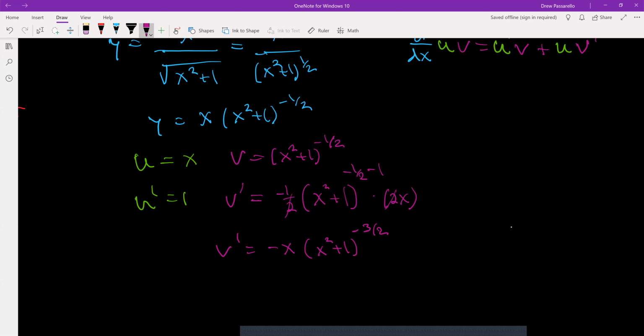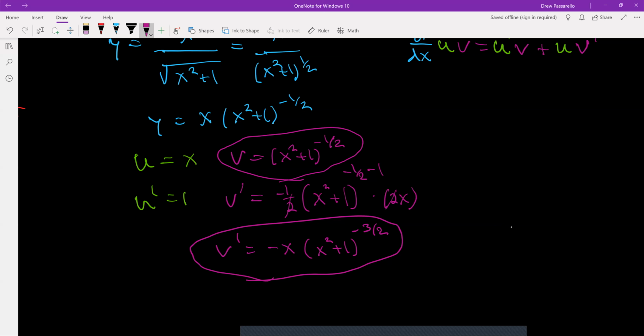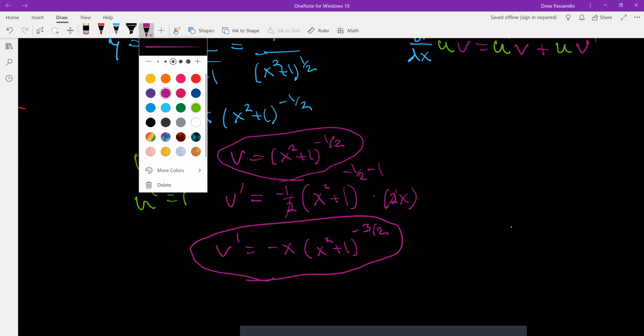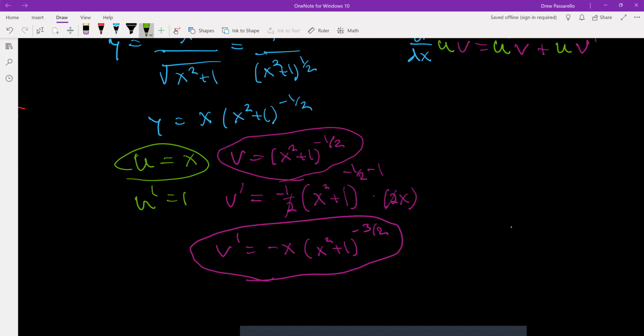All right, so that's what the v prime part is. So I'll circle that. That's what I'm going to use. And then I'll use this for v. And u is x and u prime's 1. So I guess if you don't like negative exponents, this is a route that you might want to just stick with doing the quotient rule.